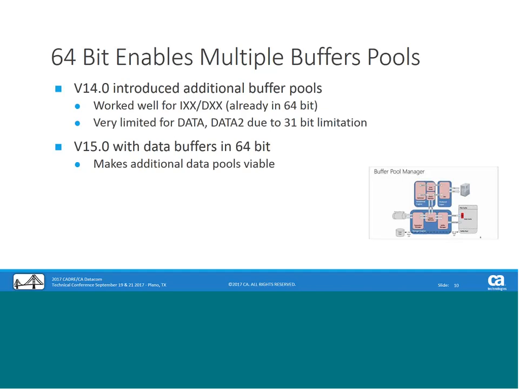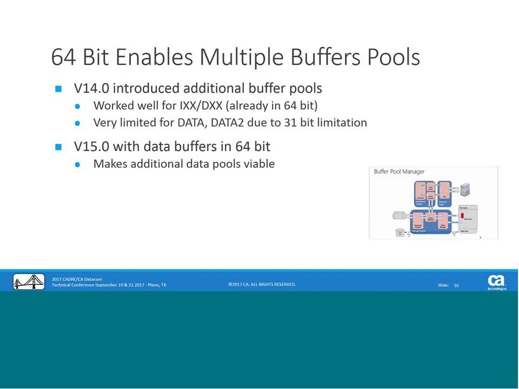Well, that's great for index and DXX, but we still had a problem with data and data 2. Even if we did set up additional buffer pools in 14.0, we were still limited to how much space we have in 31-bit. And in most cases, the client had already used up most of the 31-bit space with the standard data 2 buffer pools, or what you specify in the data pool parameter, and they weren't able to actually add more buffer pools for DXX or for data. If they did, what they typically would do is have to cut down data and data 2 to create the extra buffer pools or special buffer pools.